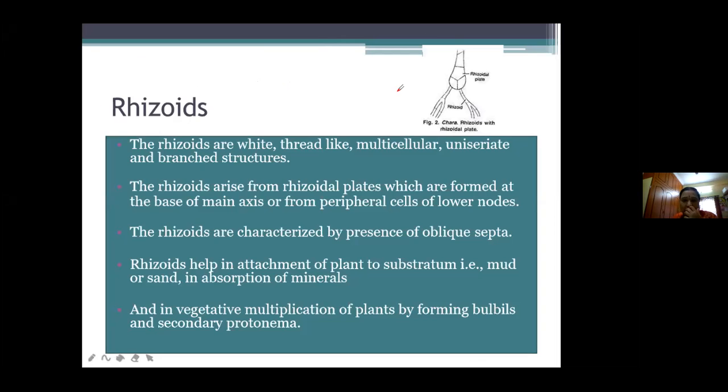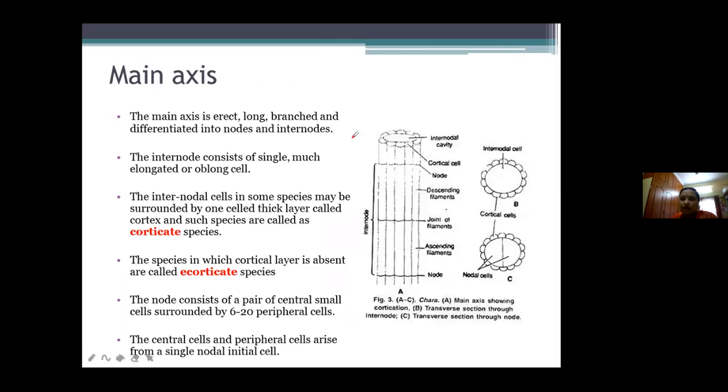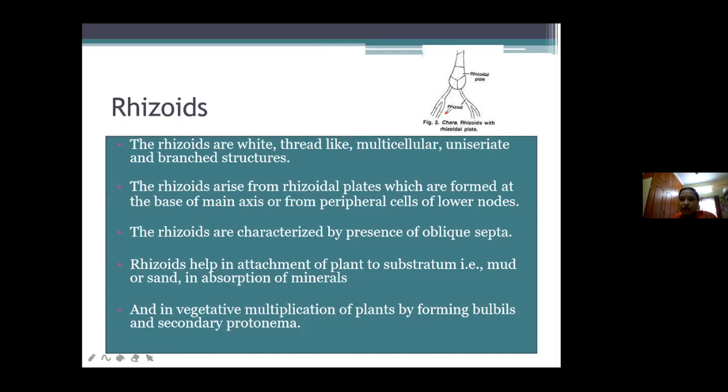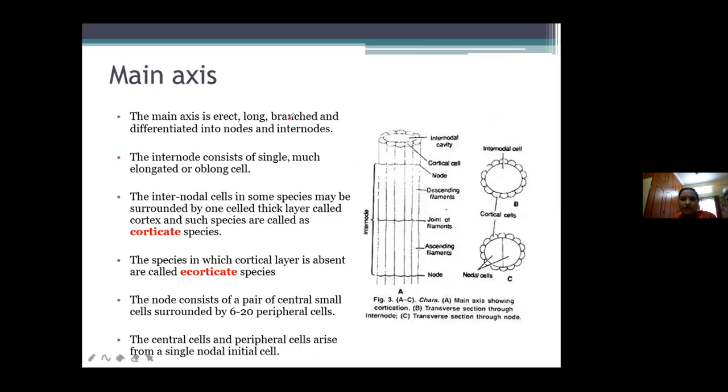See here, girls, I'll explain the rhizoid. The rhizoids are here, and the branches are there. Where the rhizoidal plate is, in that plate, it produces the rhizoidal branches.